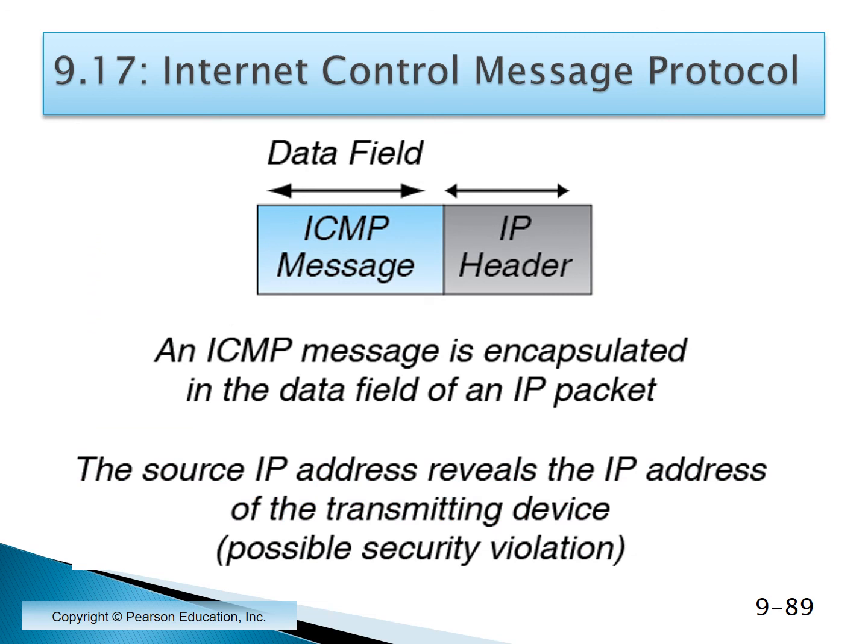An ICMP message is encapsulated in the data field of an IP packet. The source IP address reveals the IP address of the transmitting device. This is actually a possible security violation, so we need to be careful about this.